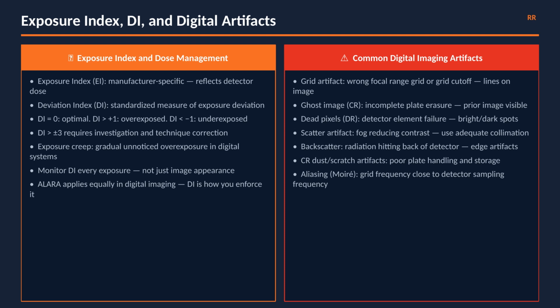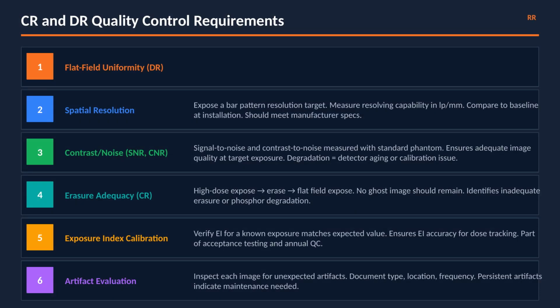7 digital artifacts. You should be able to name 4 for the registry. Grid artifact, wrong focal range grid or grid misalignment, parallel lines across the image. Ghost image in CR, incomplete plate erasure, prior image visible through the current one. Dead pixels in DR, detector element failure.